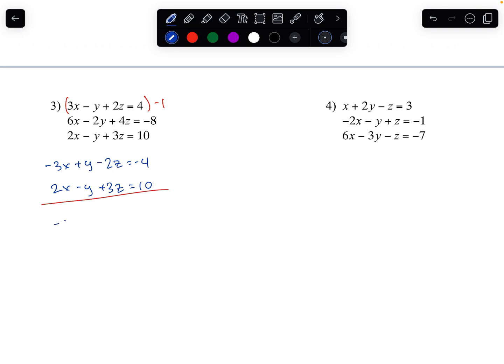That's going to give me -x. The y's are going to cancel. I'll have plus z equal to 6. So first new equation without y, which means I have to also get rid of y in my second equation too.